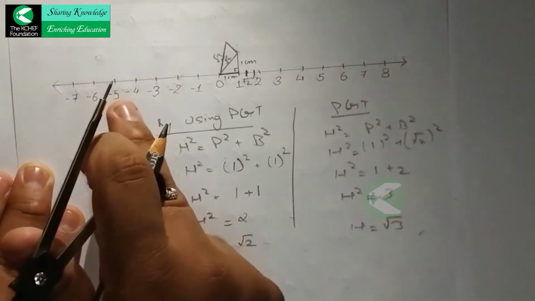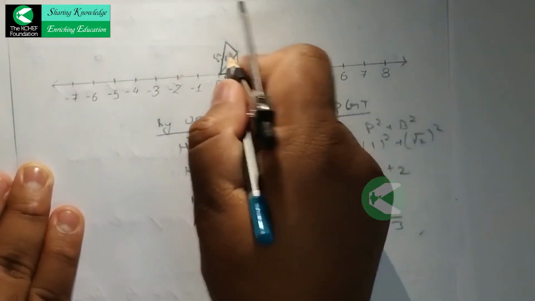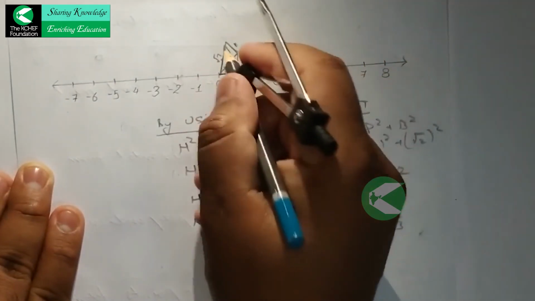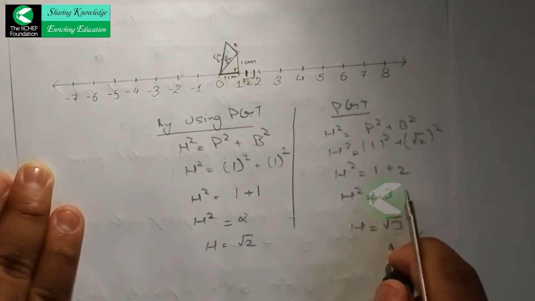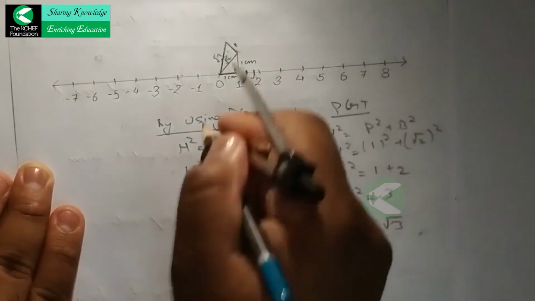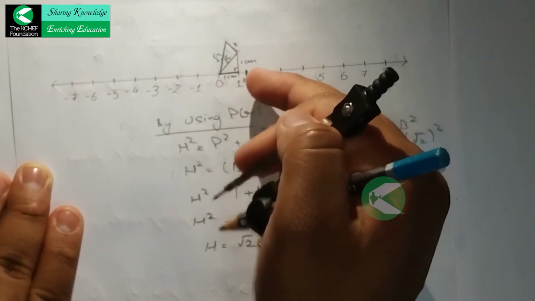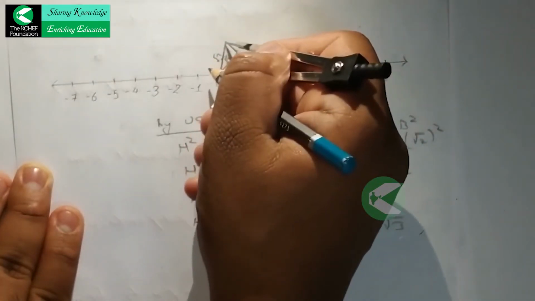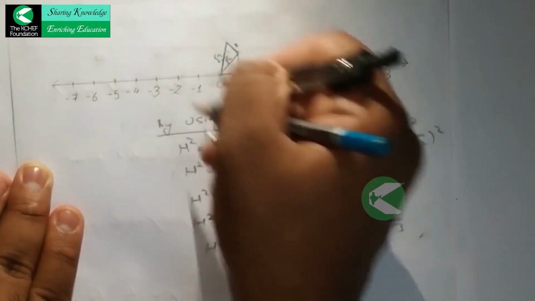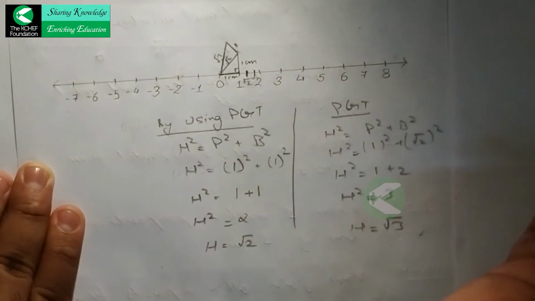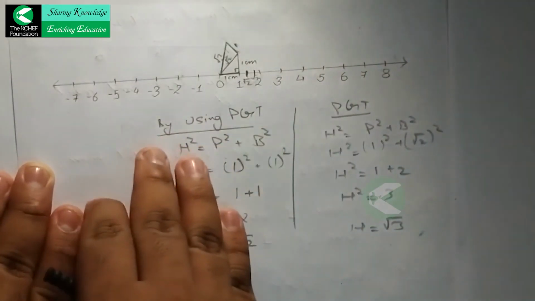Now for forming root 3, we'll draw a perpendicular line of 1 centimeter from this point, and then we'll join these 2 points. This length will be root 3, which we came to know from the Pythagoras theorem, and opening the compass till here, we'll mark the point on the number line. Similarly for root 4, we can continue, and like this we can draw any irrational number on a number line. So I hope you have got this point.